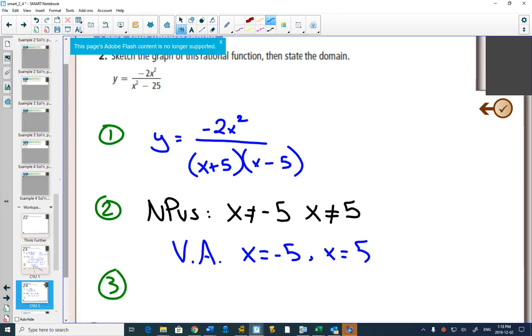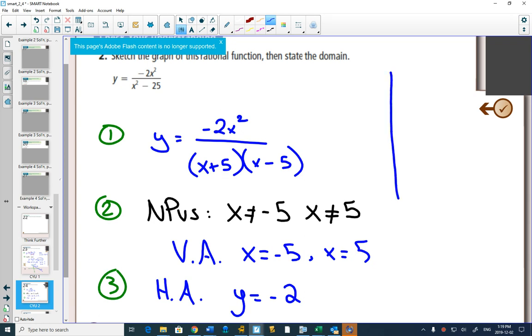This one, nothing simplified, so we look and we recognize that the degree is the same in the numerator as the denominator. Whenever the degrees are the same, you will always have a horizontal asymptote, and that horizontal asymptote will be at the coefficients of that highest degree. So you just look at the negative 2x squared over the 1x squared. Negative 2 over 1 simplifies to negative 2. That's your horizontal asymptote.